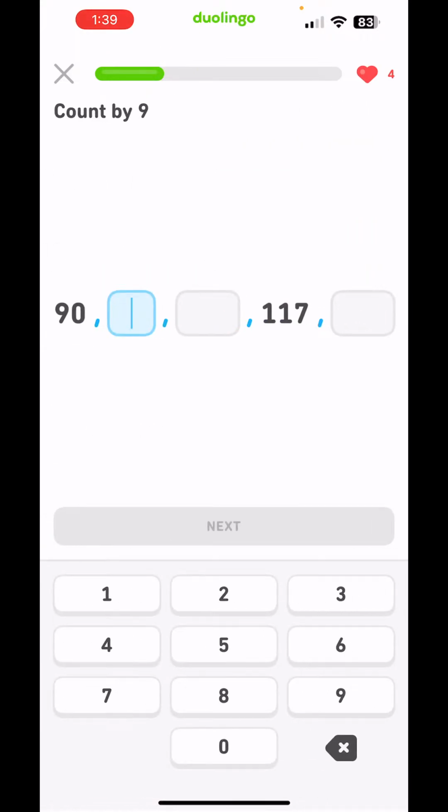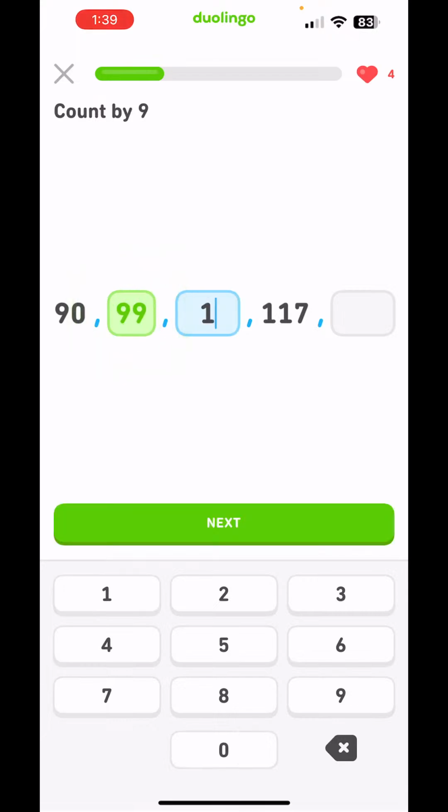Okay, now we need to count by 9. So let me grab my pen and paper. We have 90 plus 9 is 99. 99 plus 9 is 108. 117 plus 9.